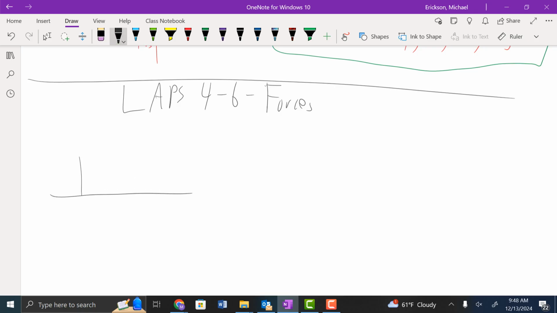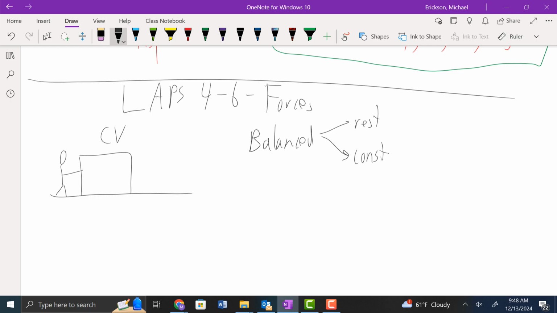Let me draw this a little more clean. Box on the ground, and let's just say someone is pushing that box and it's traveling at constant velocity. An object is balanced if it's at rest or it's traveling at constant velocity. So I see this, okay, this object is balanced because it's traveling at constant velocity.